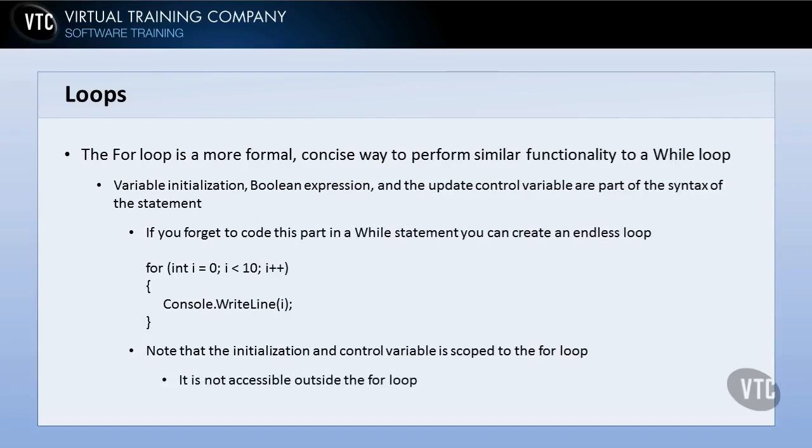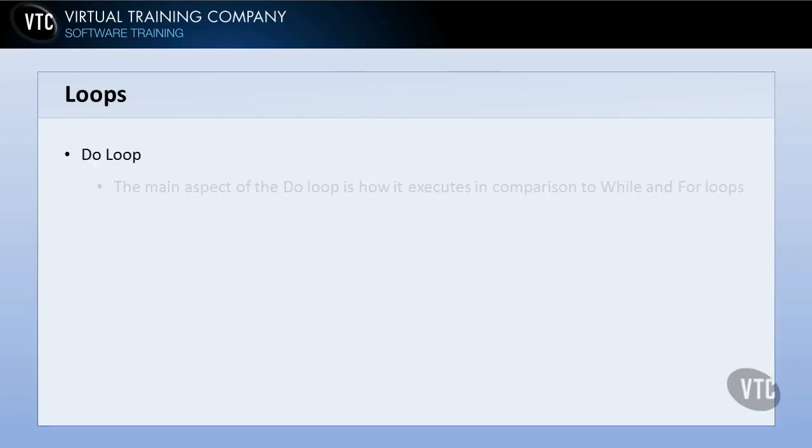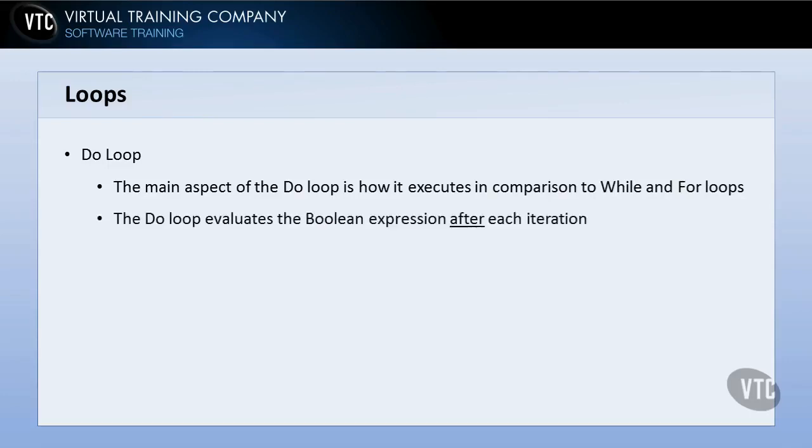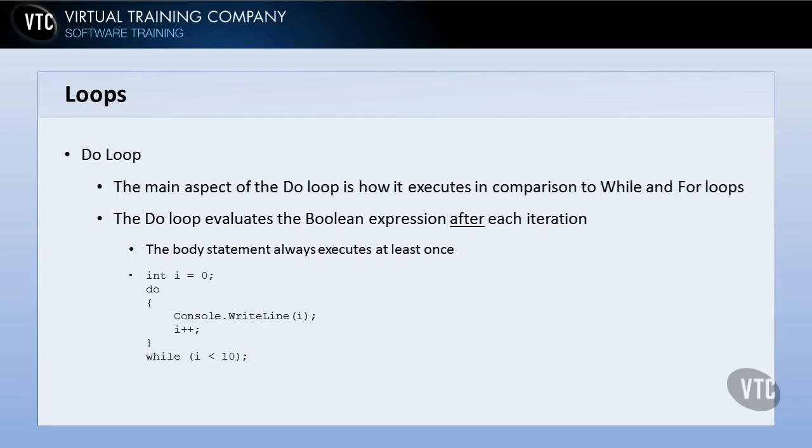Now the do loop is a little different. The main aspect that you need to remember about the do loop is how it executes in comparison to while and for loops. The do loop evaluates the Boolean expression after each iteration. Now that means the body statement always executes at least once. So watch for this. When you need that in your code, this is why you would do a do loop as opposed to a for loop.